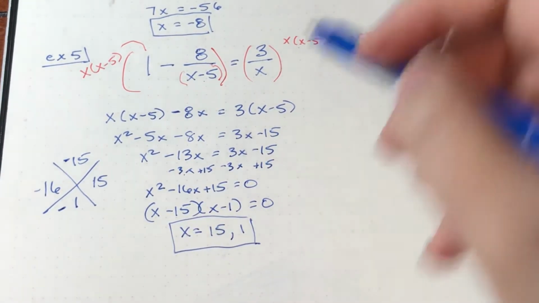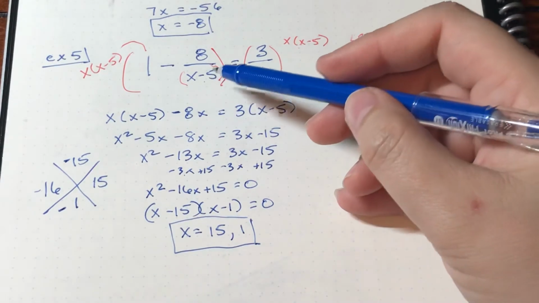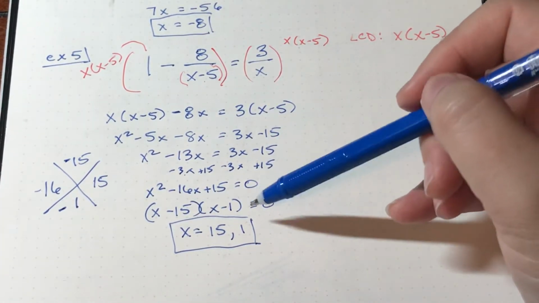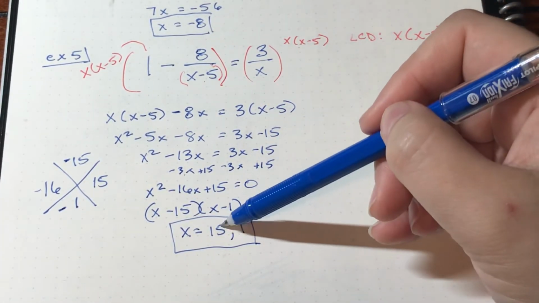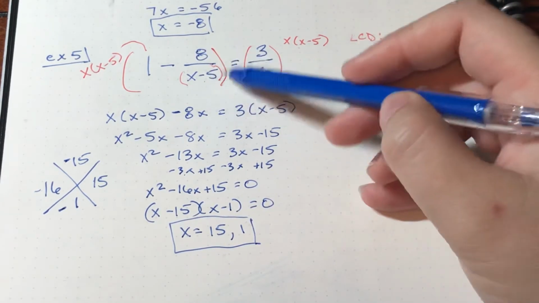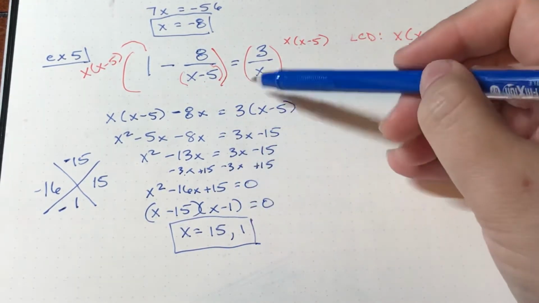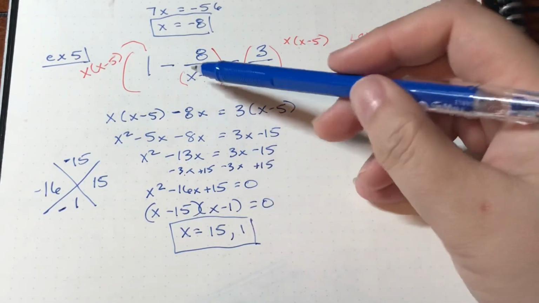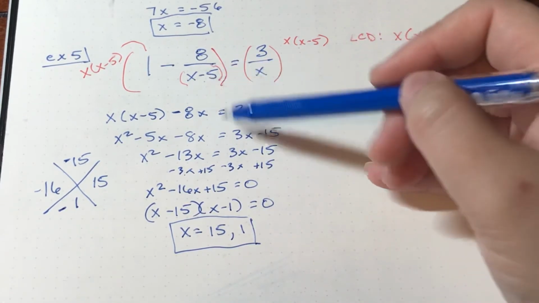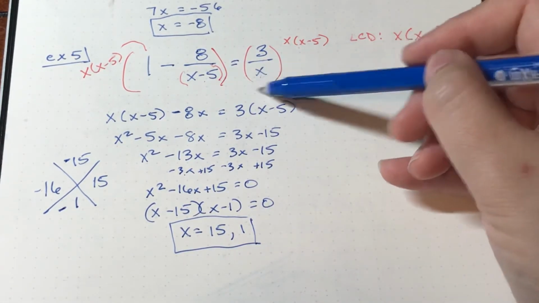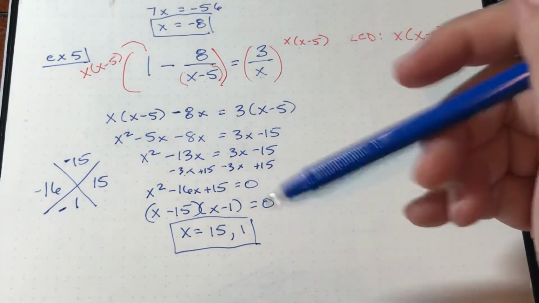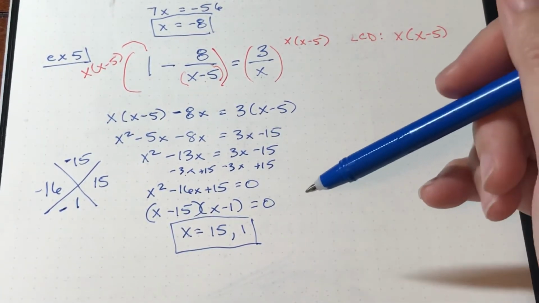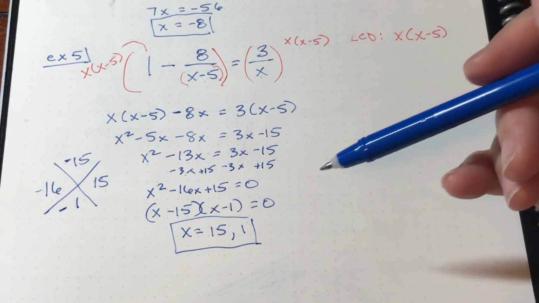And then again, I want to go back and double check, especially when you have two solutions. Make sure that they both work. So 15 minus 5, that's not 0, that's safe, and 15, that's safe. And then 1 minus 5, not 0, and 1, not 0, so we're good. So both of these solutions work, which is good news.